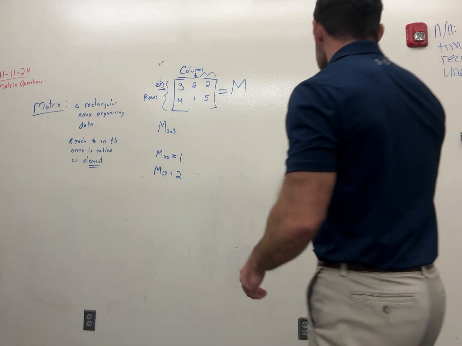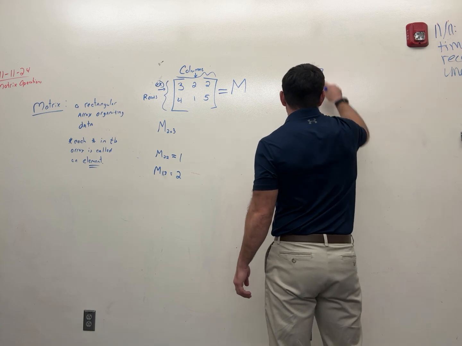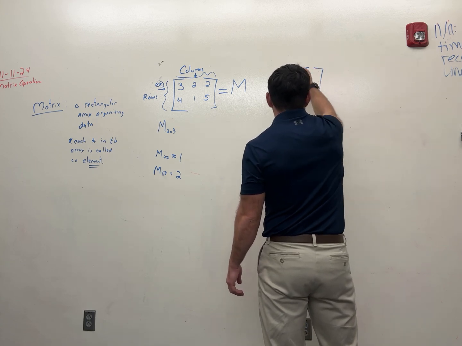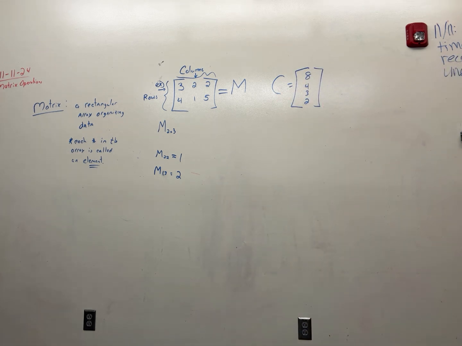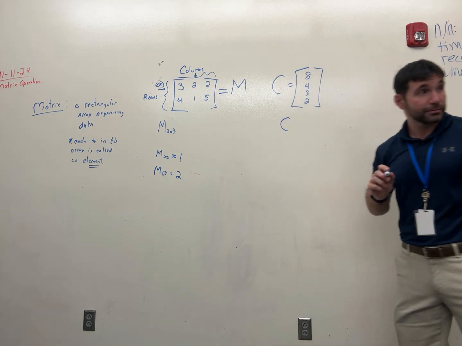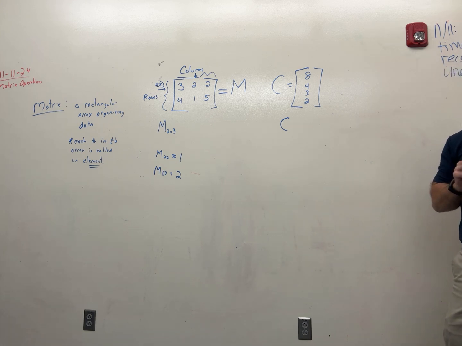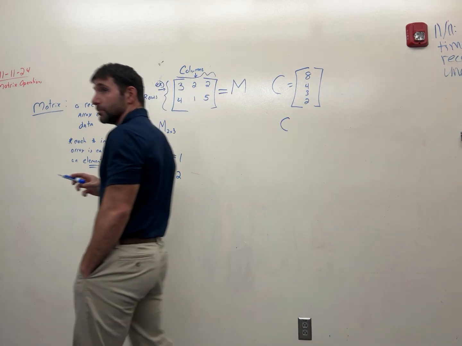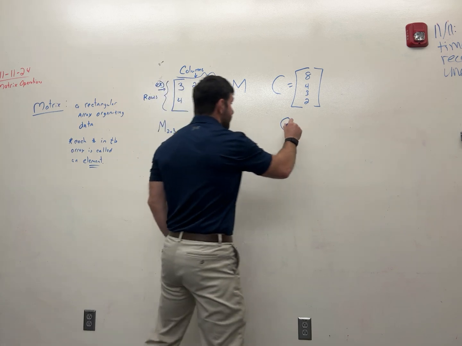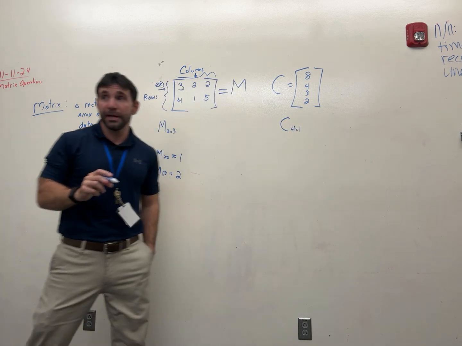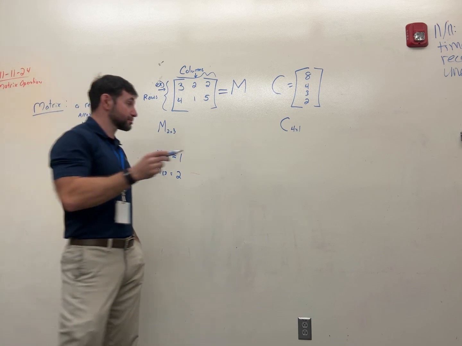Okay, so what type of matrix is this? It is a column matrix. But what would be the rows and the columns? How would I name this matrix? This is matrix C. It's always rows by columns. So how many rows? 4 by 1. So this is a 4 by 1 matrix. That is called a column matrix.